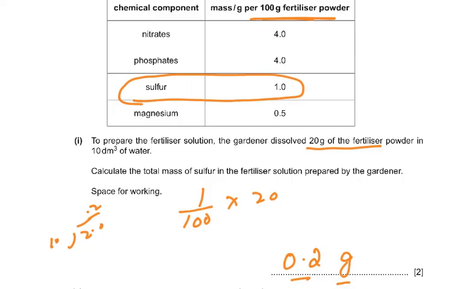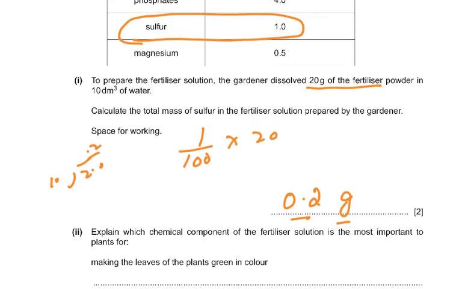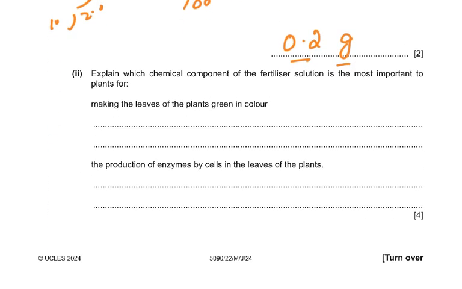0.2 grams. So there was 1 mark for 0.2 and 1 mark for the gram for the units, which many of you forgot. Then we come on to the next part of the question. Explain which chemical component of the fertilizer solution is the most important to plants for making the leaves of plants green in color. Magnesium.